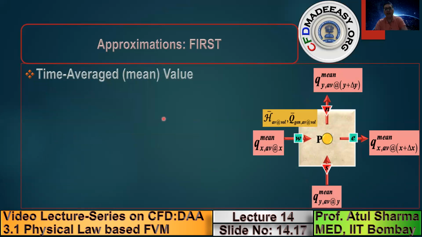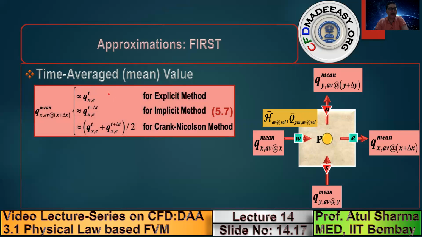As far as time average is concerned, note that other than the subscript, there is also a superscript for these heat fluxes. And we also need to decide the time average value. In the time average representation, there are three possibilities and three methods associated with it. If you want to represent the value of heat flux qx at x plus delta x by the value at the previous time instant, then this is called an explicit method.